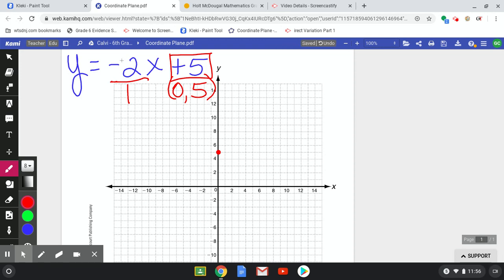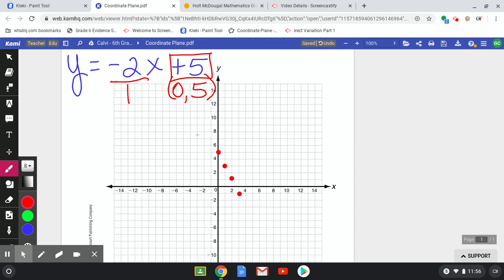Now using my rise and run, it's a negative 2. So remember, I always say the negative gets associated with your numerator. So from my (0, 5), I'm going to go down 2 units. And I always run right 1 unit. Down 2, right 1. Down 2, right 1.